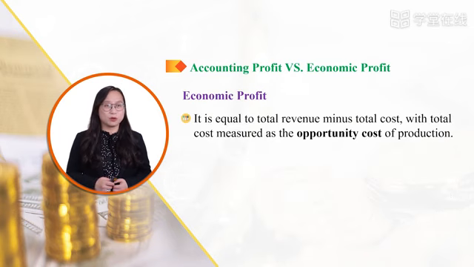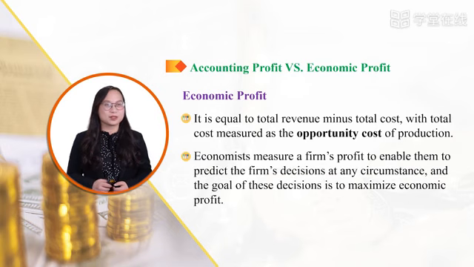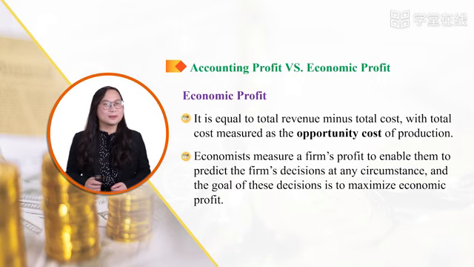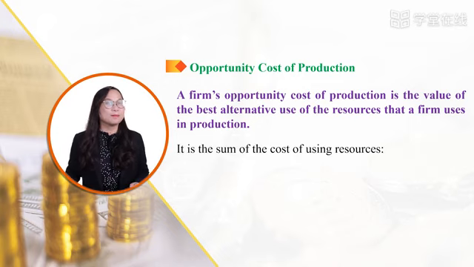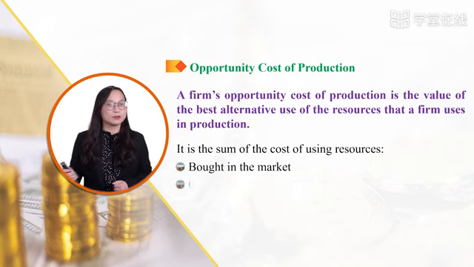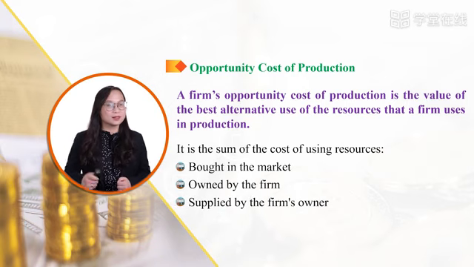But economists measure a firm's profits with total cost measured as the opportunity cost of production. It is because the economist's goal is to predict the firm's decisions in any circumstance, and the goal of these decisions is to maximize economic profits. The key difference then depends on depreciation cost and opportunity cost. We will study the firm's opportunity cost of production. It is the value of the best alternative use of the resources that the firm uses in production. That's the sum of the cost of resources bought in the market, owned by the firm, and supplied by the firm's owner.